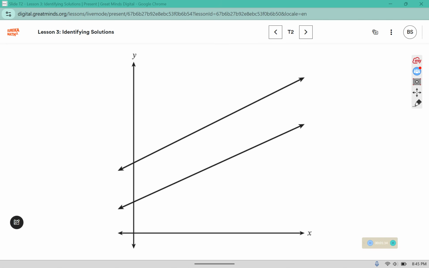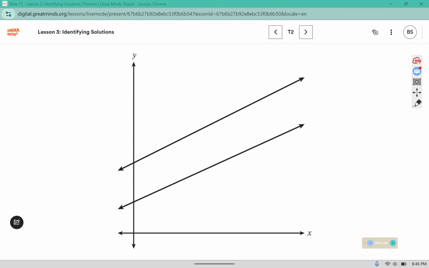What do you notice about these lines? Something I notice is that they do not cross in the given diagram. They appear to be nearly parallel. If they are parallel, they will never cross. If they are slightly off from parallel, then eventually they'll cross, but it won't be in our picture or our diagram.